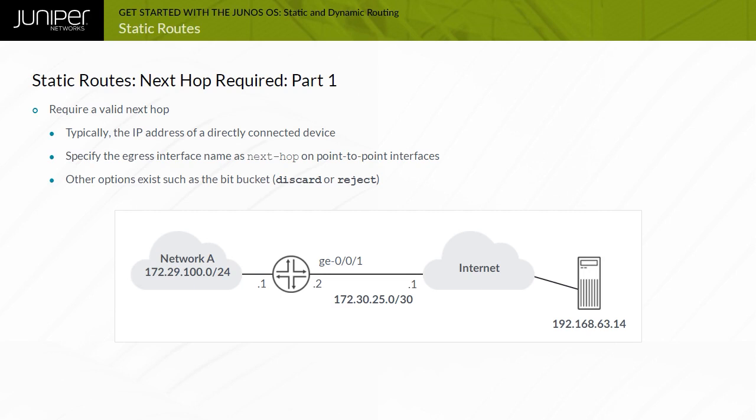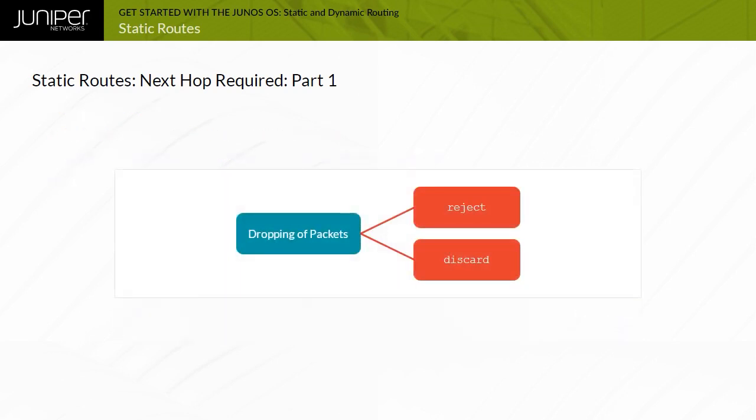This phrase is analogous to dropping the packet off the network. Within Junos OS, the dropping of packets is represented with the keywords reject or discard. Both options drop the packet from the network. The difference between them is in the action the device running Junos OS takes after the drop action.